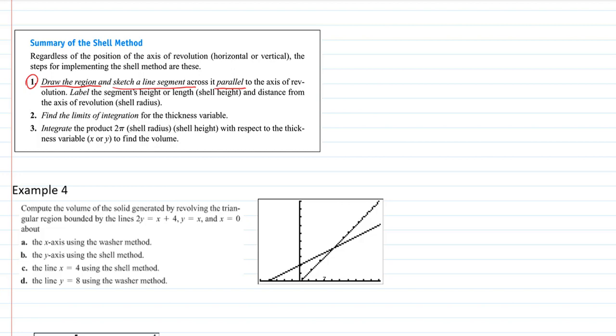Label the segment's height and length. That would be the shell height. And then the distance from the axis of revolution. That would be the radius. Then find your bounds on your integral. That's determined from the shaded region. It'll be the shaded region along either the x-axis if the thickness of your representative rectangle is a delta x, or the y-axis if the thickness of your representative rectangle is a dy.